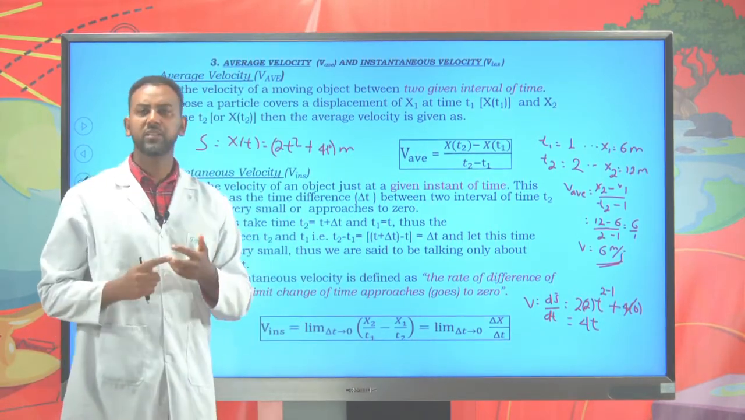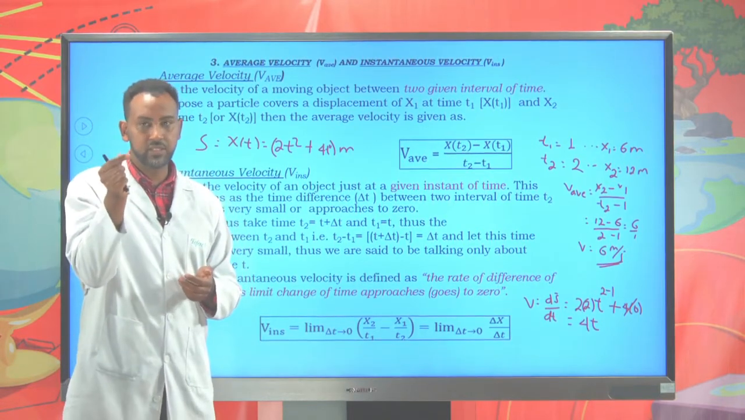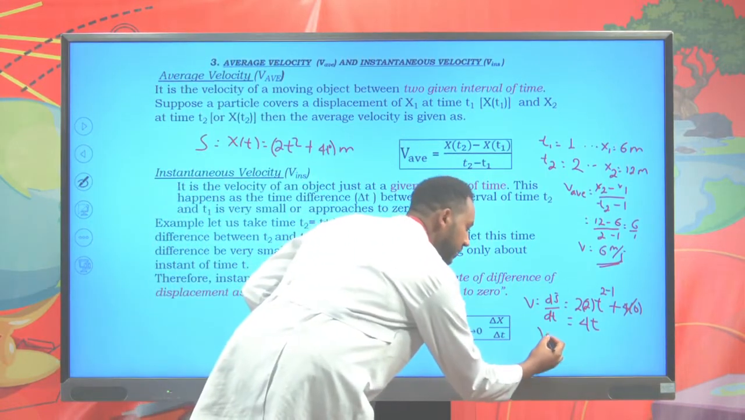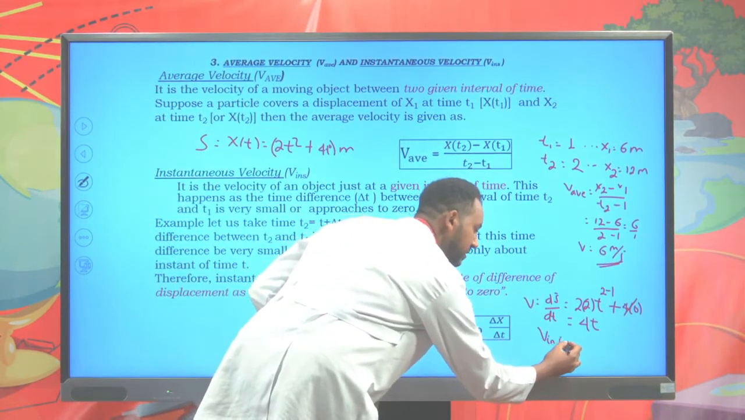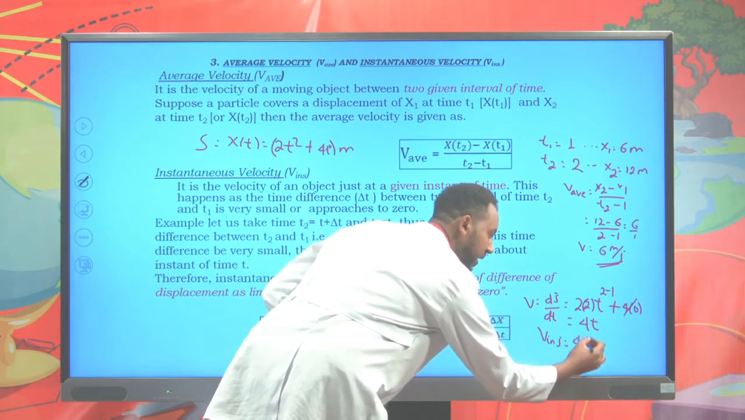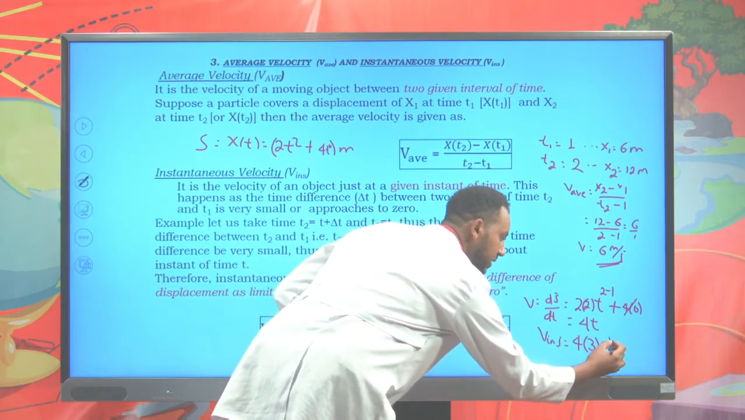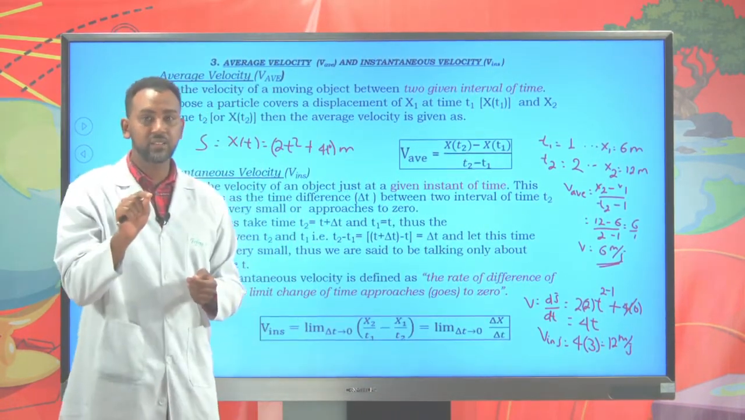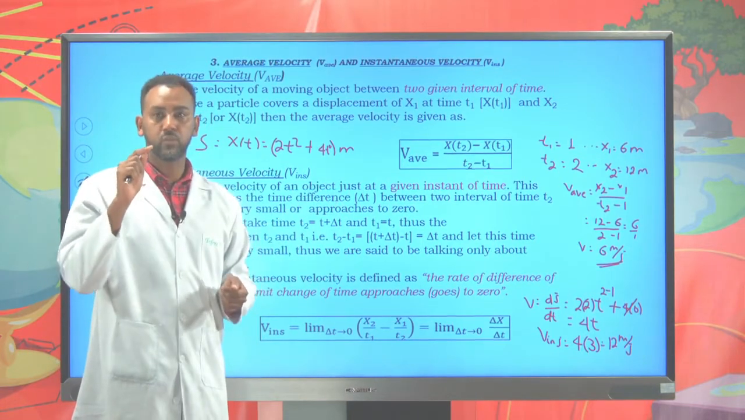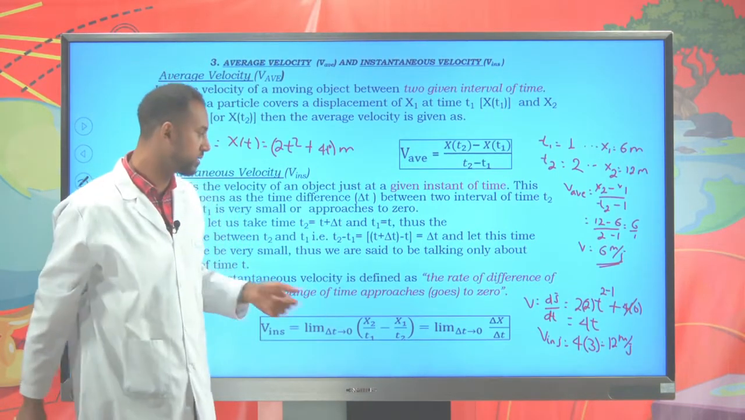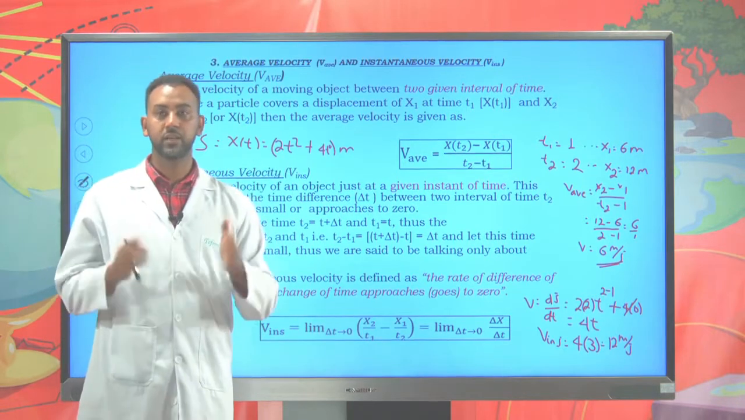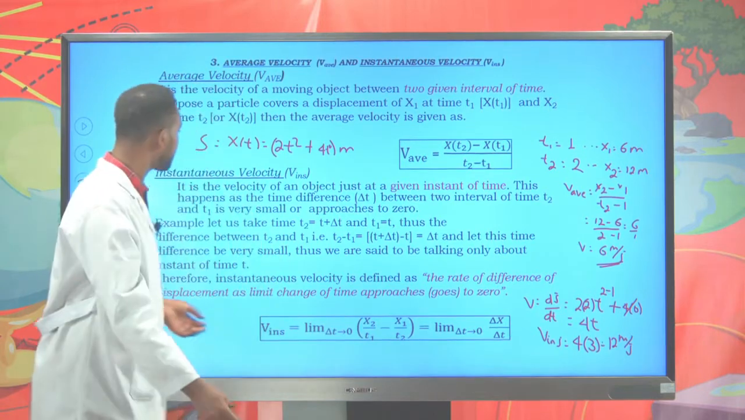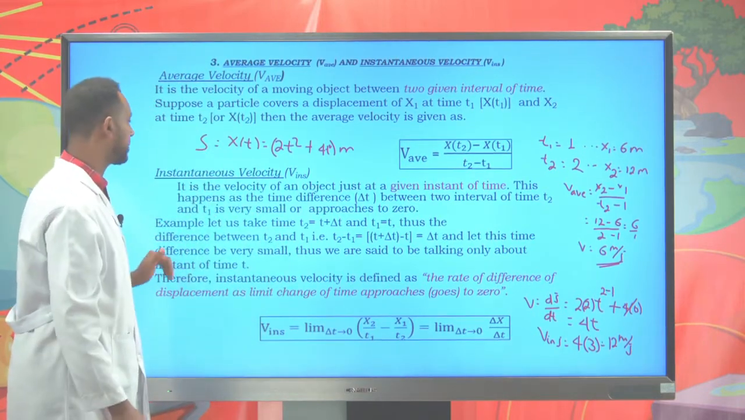Then we are asked to find the instantaneous velocity at a given instant of time. Suppose the time is 3 seconds. Therefore, the instantaneous velocity at 3 seconds means we put 4 times 3 seconds, which gives us 12 meters per second. 12 meters per second is the instantaneous velocity of this particle at a single instant, which is 3 seconds. Whenever you are asked to find average velocity, it should be between two time intervals. So these are the two important terminologies.